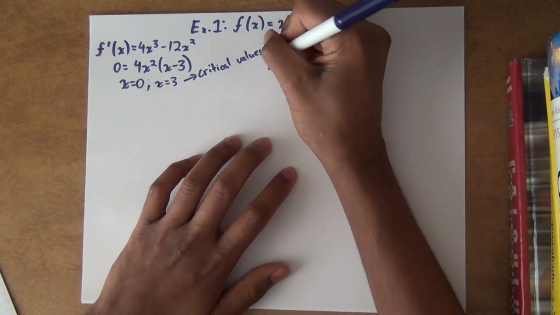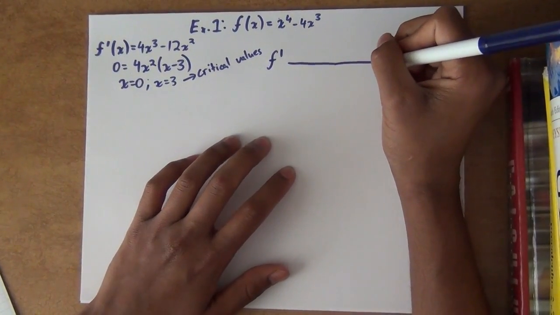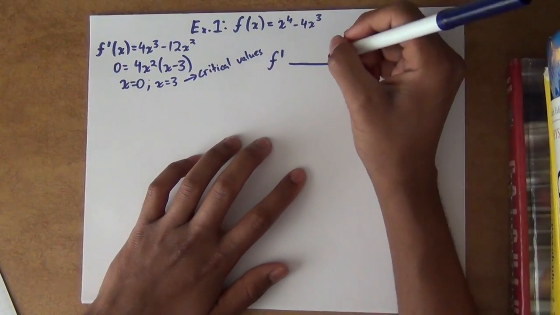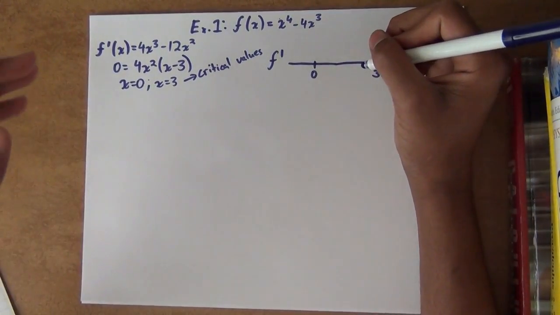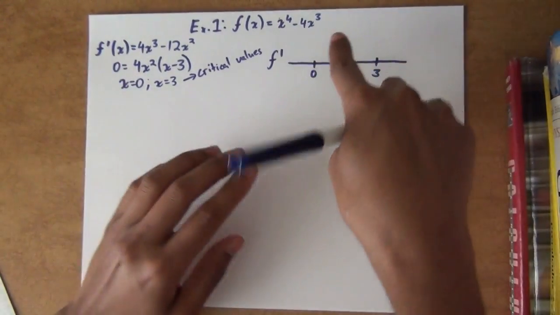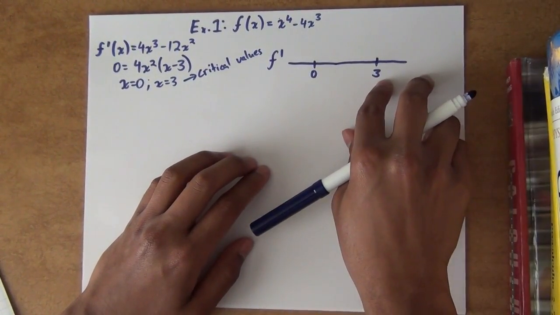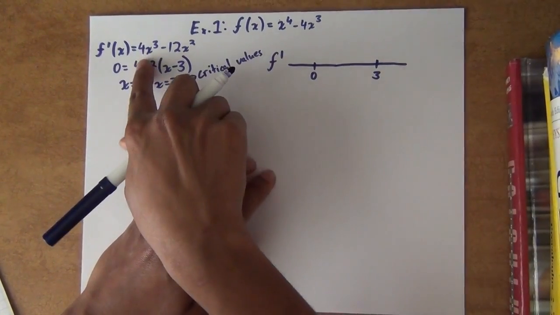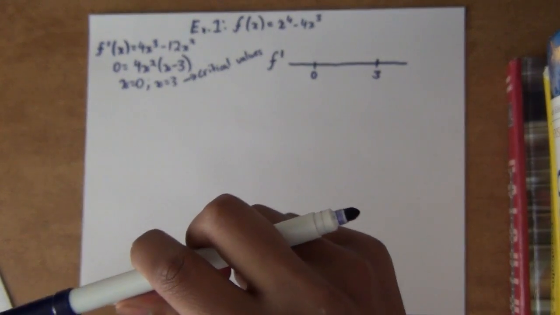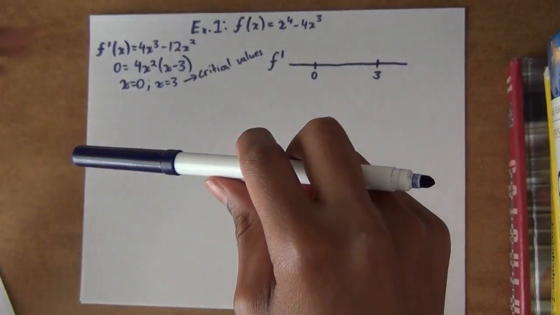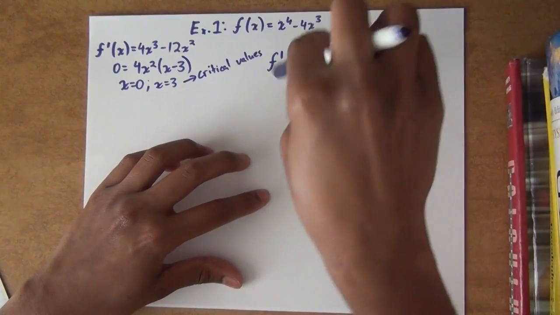What we do with these critical values is what we call the first derivative test. Start by making a number line and place your critical values on it. In the intervals given on the number line, so any value less than 0, from 0 to 3, and then greater than 3, we find if the derivative 4x cubed minus 12x squared is positive or negative. This will tell us if the function is increasing or decreasing, because remember, the first derivative is just the slope of our original function.